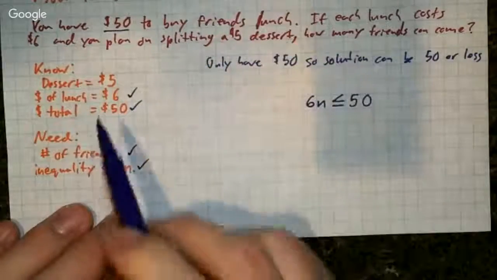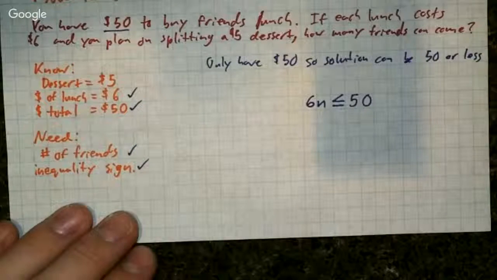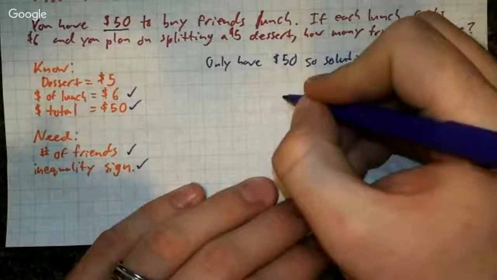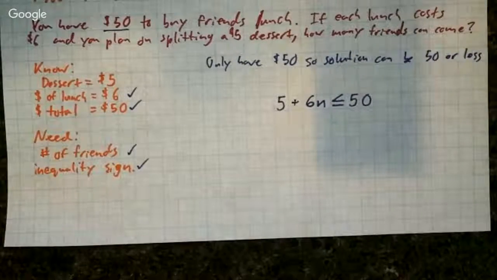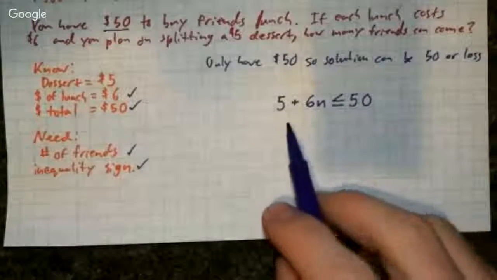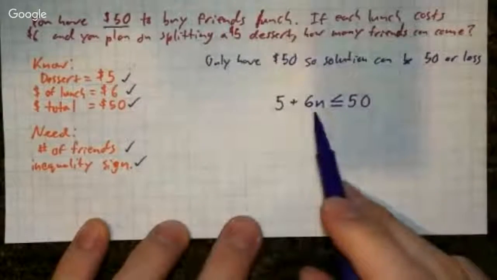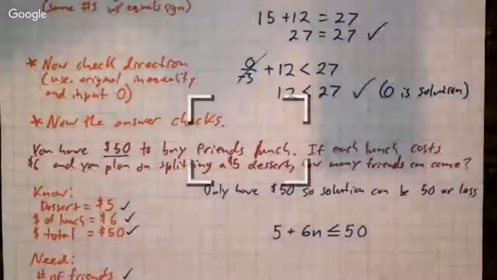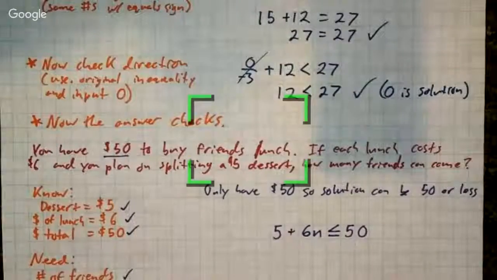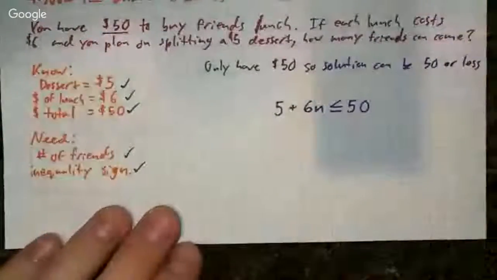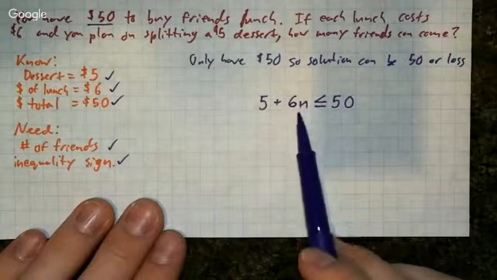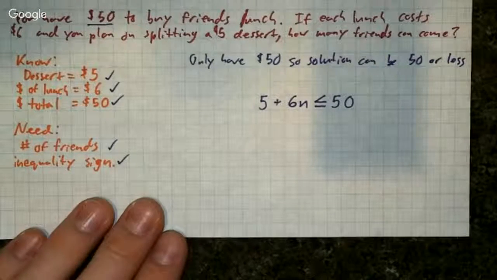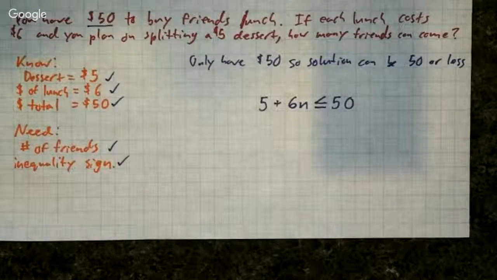Good. But we still need to include this dessert. And that's just a flat number. It doesn't depend on how many people are coming. So we are going to add that. So now we look at this, $5 plus $6 times the amount of people coming. Focus. So $5 plus $6 times the amount of friends has to be less than or equal to $50. That's all I have. Okay, then let's go ahead and solve it.